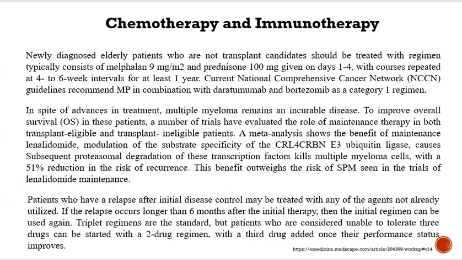Newly diagnosed elderly patients who are not transplant candidates should be treated with a regimen that typically consists of melphalan milligrams per square meter and prednisone 100 milligrams, given on days 1 to 4, with courses repeated at 4 or 6 week intervals for at least 1 year.